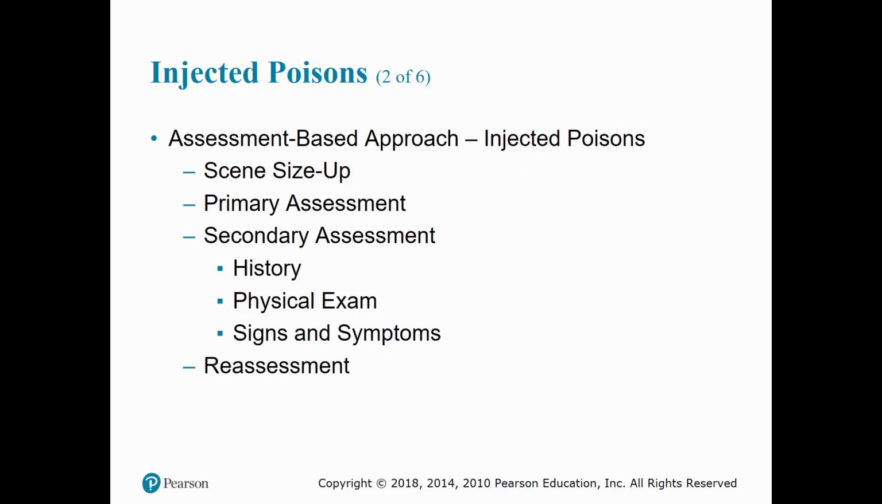When going through, you want to do a good scene size up. Figure out what exactly it was that the patient was injected with. Look for any drug paraphernalia or indications of bites or stings. Go through your primary assessment, go through your ABCs, check your mental status, go through your history and physical, and ask them questions. Is there a history of drug use? How long has it been since you were exposed, and the onset of signs and symptoms? And if it was due to some type of animal or insect, what was it?